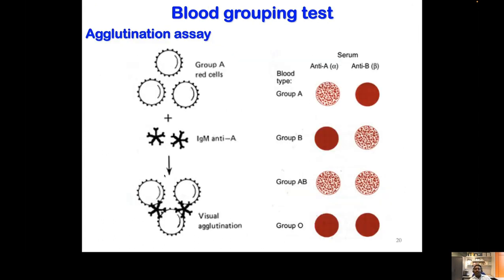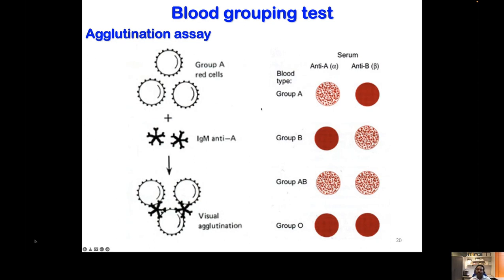Okay, so how can we do the blood grouping testing? Basically the agglutination testing, that's a routine test that we do. On a glass slide, we take drops of blood and mix with different types of antibody, using a finger, a toothpick or any small needle to mix the blood with the antibody, and watch the agglutination in front of you.